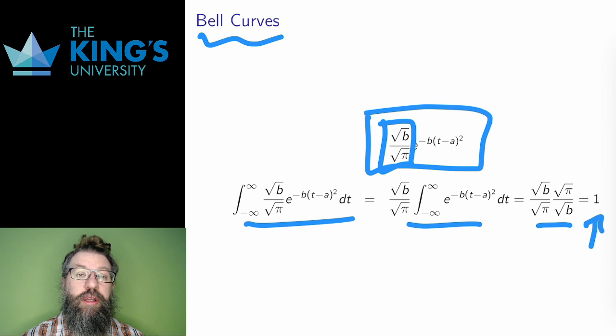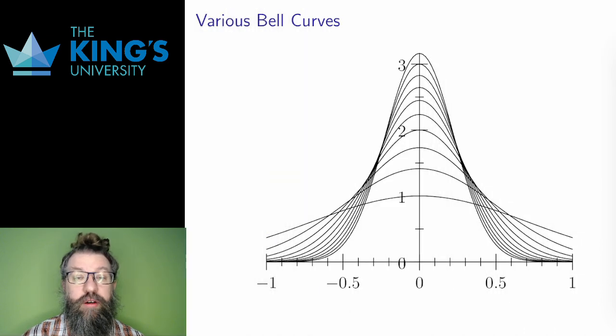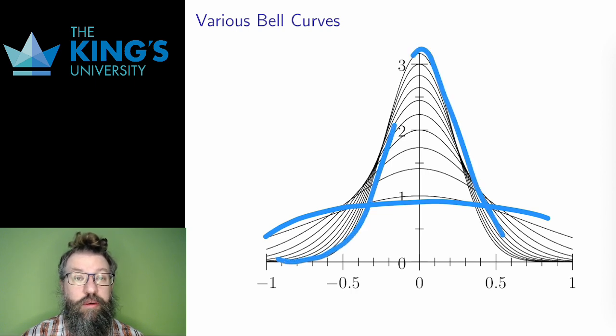As I adjust b, I can make this curve wider or narrower. If I make b large, the curve becomes taller and taller and narrower and narrower. And here's the diagram showing that process. The area under all of these curves is exactly 1, but the shape is different, becoming narrower and taller as b increases.